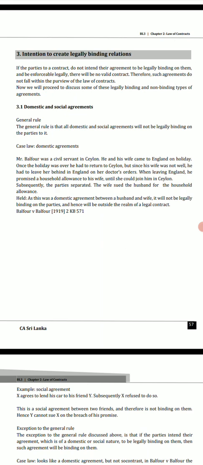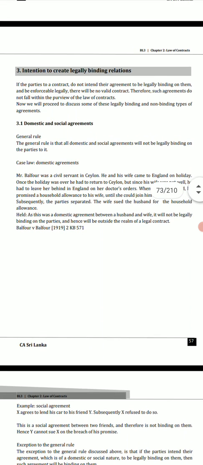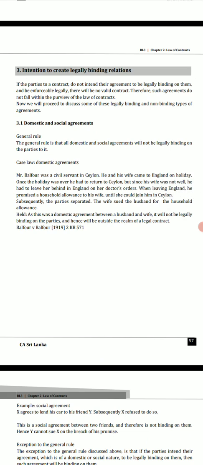He and his wife came to England on holiday. So contracts do not bind in social agreements, such as marriage. It's not a contract, it's a social arrangement between you and your partner.